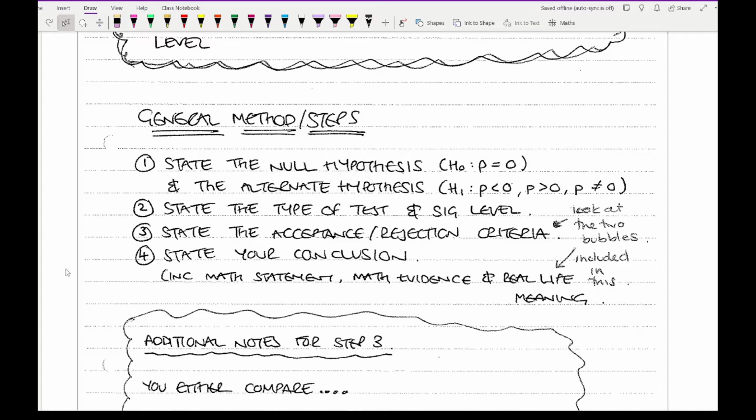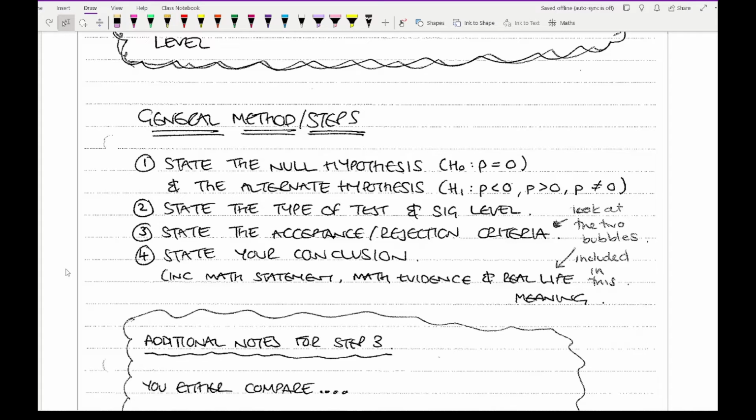If you are given that bit of freedom, then you can choose what your significance level is, but the problem is that when you give students the opportunity to choose their significance level, you're going to have so many different answers, it's going to be near impossible to mark. The third step is that you state your acceptance and rejection criteria. So this is where you're either comparing it to the critical values or the significance level. And then you state your conclusion.